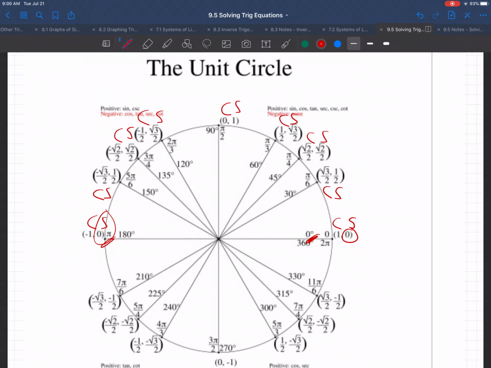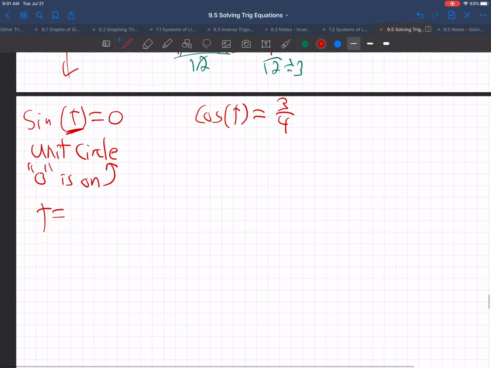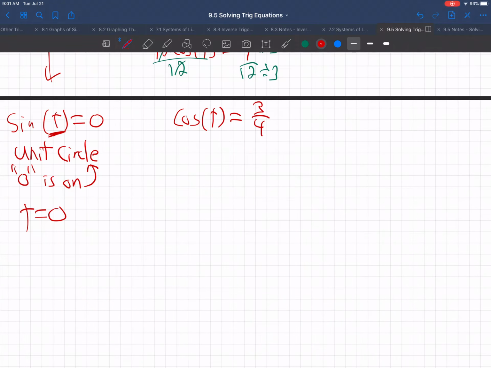0 degrees and pi, or 180. So at 0 and pi, the sine is 0. So those are the two places. So this means t is 0 or pi. At those two places, the sine will be 0.